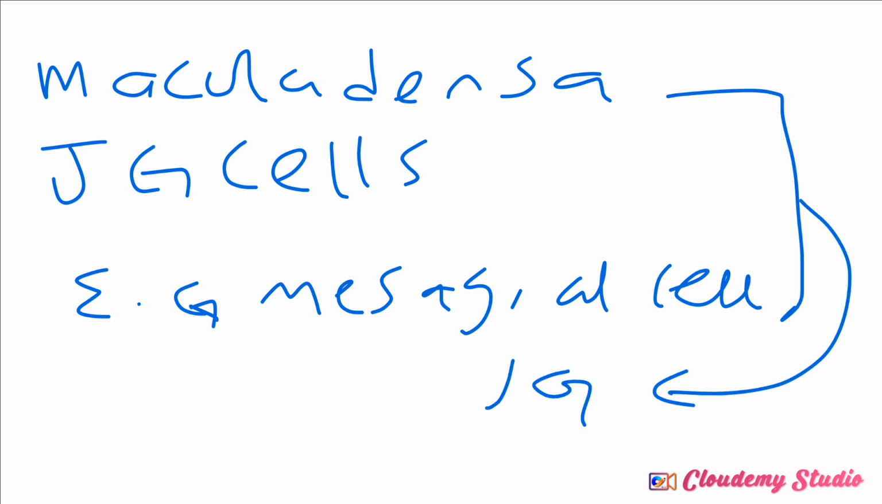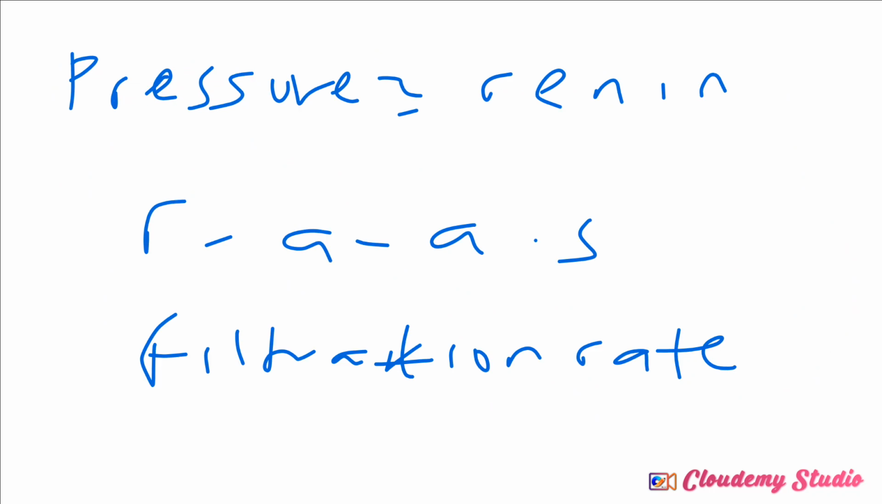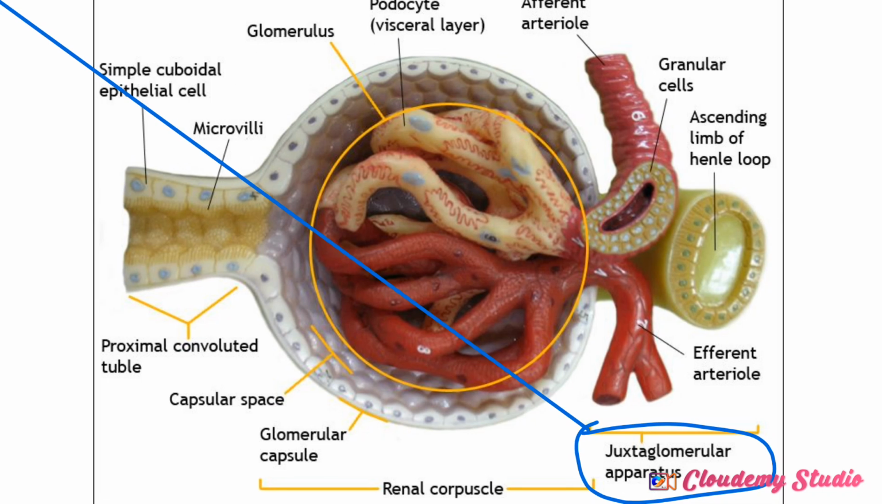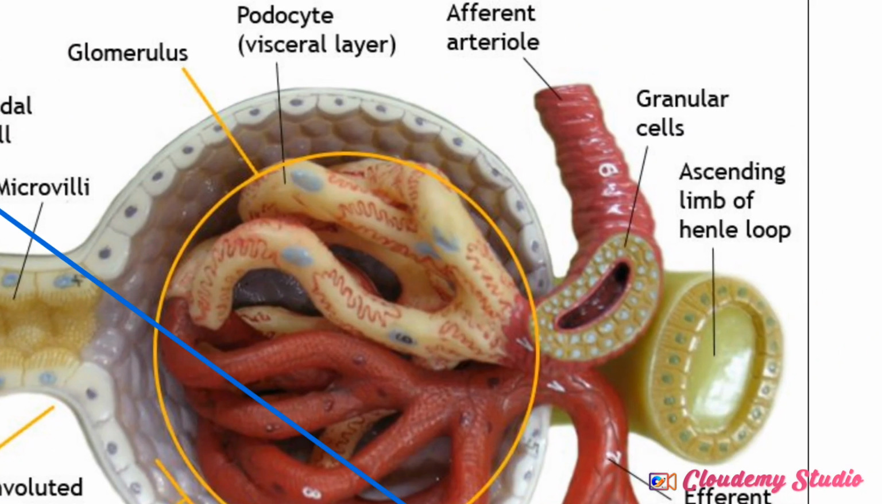You understand? Juxtaglomerular apparatus. So look at this. Let me zoom it in well. This one is the juxtaglomerular cells. The reason why they call it juxtaglomerular is because it is close to the glomerulus. Juxta means closer. That's why they call it juxtaglomerular cells. And this is the macula densa.